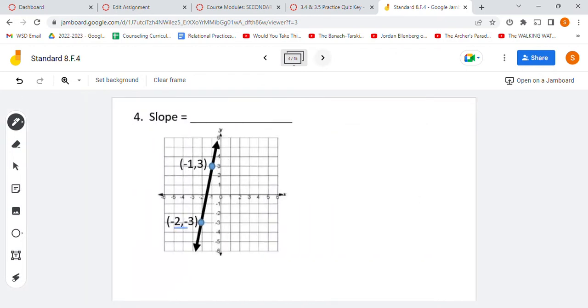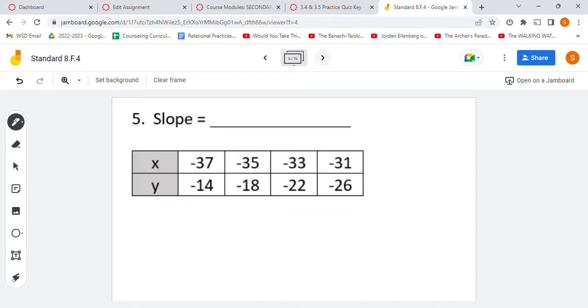On question number 4, we go up and to the right. So we go up 1, 2, 3, 4, 5, 6 spaces, and we go to the right 1. So for our rise and our run, we go up 6 and to the right 1, and that is our slope.